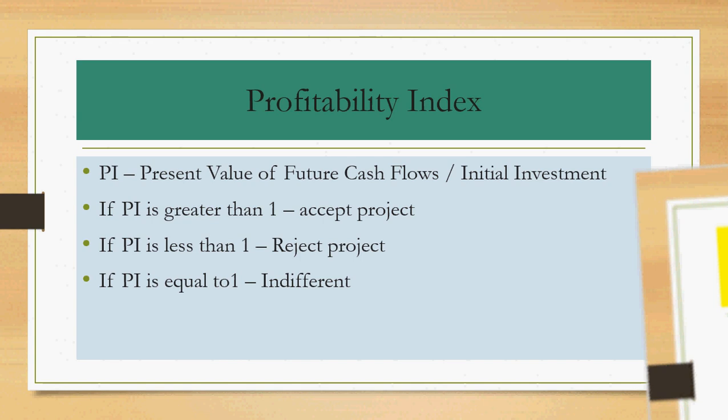Now let us see the decision rule. If profitability index is greater than 1, we accept the project. If profitability index is less than 1, we reject the project. And if profitability index is equal to 1, what to do? It is indifferent. It means that it depends on the management to take up the project or not.